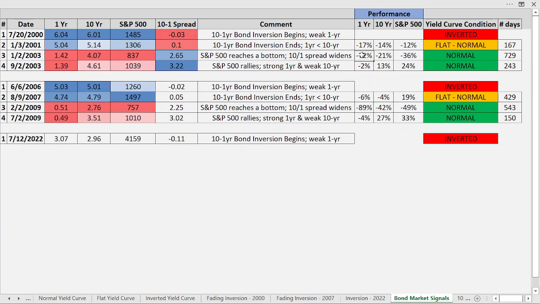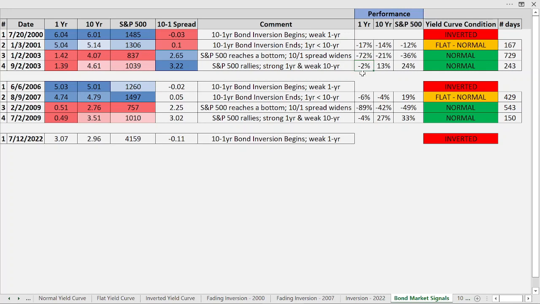When the stock market crashes, the 1-year bond drops 72% versus a 10-year drop of 21% in yield. When the stock market crashed in 2008, the 1-year bond drops 89%, the 10-year only drops 42%. The stock market drops 49% in that period of time. So the anatomy of the stock market crash is: the 1-year bond drops a lot, the 10-year bond drops less, the stock market crashes.